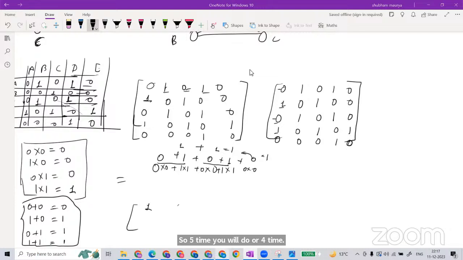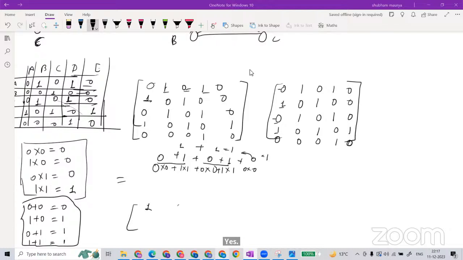Five times. If there are that many vertices, that many times you will do the multiplication. That will give the transitive closure. Yes, and then after that we'll stop.